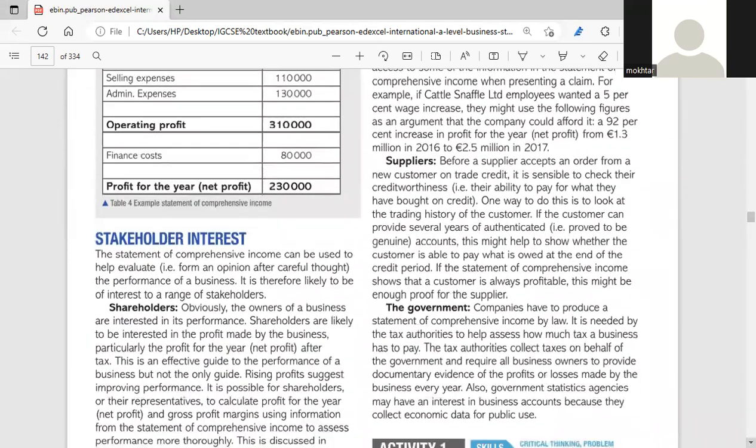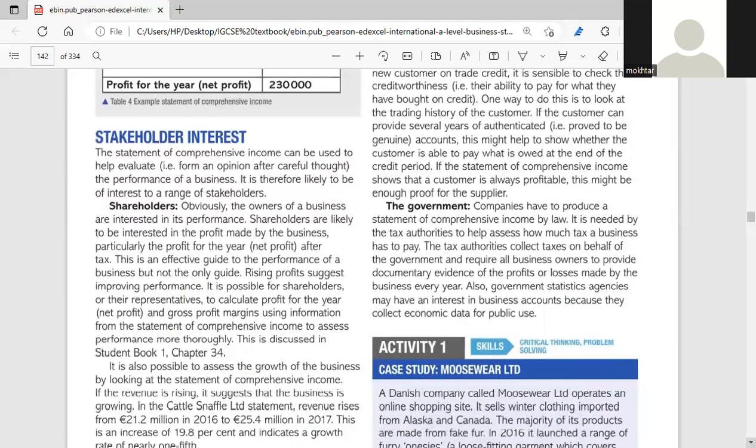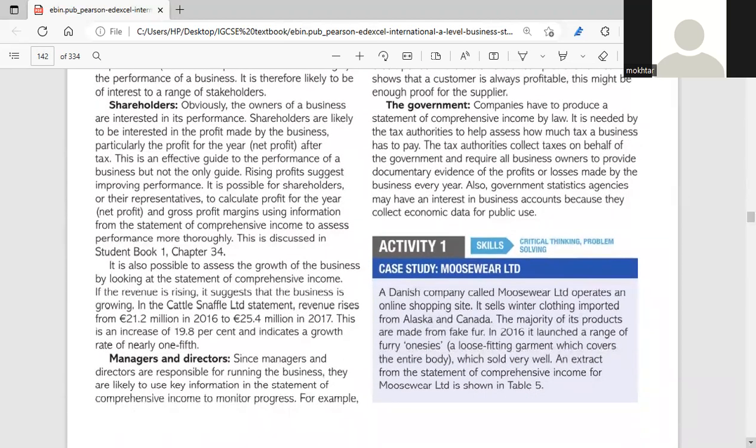Who are the stakeholders? We're talking about those that have interest in the business activity. So what interest do they have? What does the financial statement have to do with them? We start with the shareholders. Obviously, the owners of the business are interested in its performance. Shareholders are likely to be interested in the profit made by the business, particularly the profit for the year, that's the net profit after tax. This is an effective guide to the performance of the business, but not the only guide.